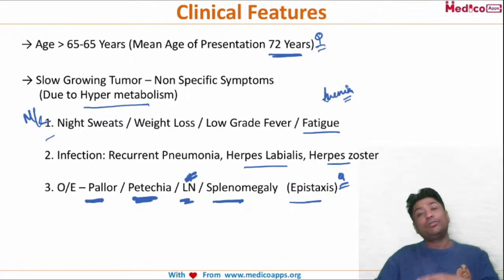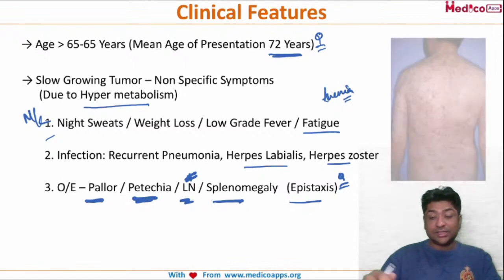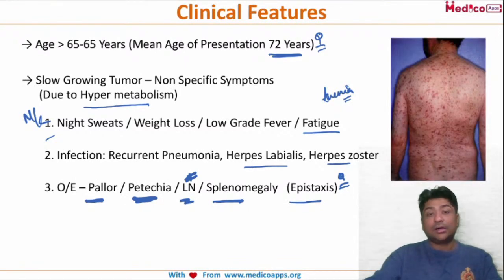And generally, when they are worked up, when you do a peripheral smear, it is then that you see there is a huge increase in the lymphocytes, and then you start thinking in these terms. So this is a patient, you can see the petechiae developing over his back. So this is how clinically the patient will present.